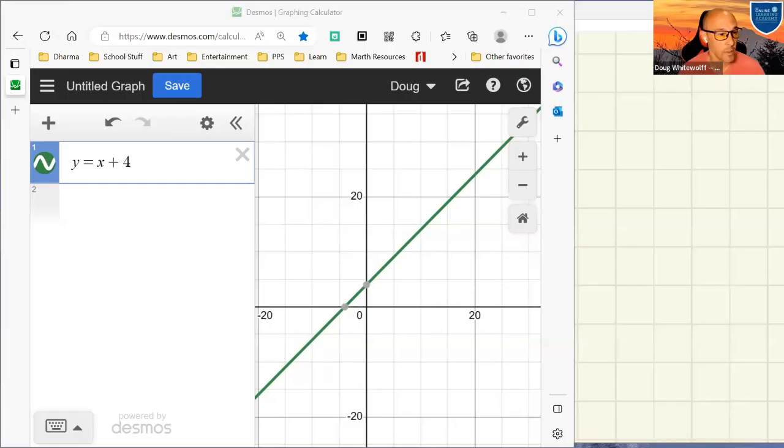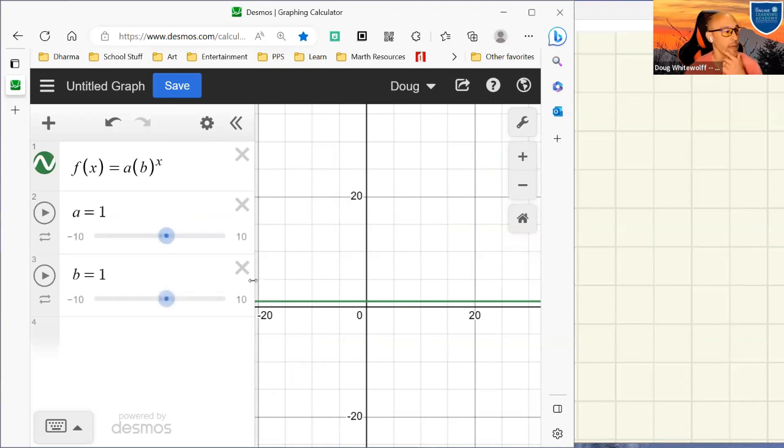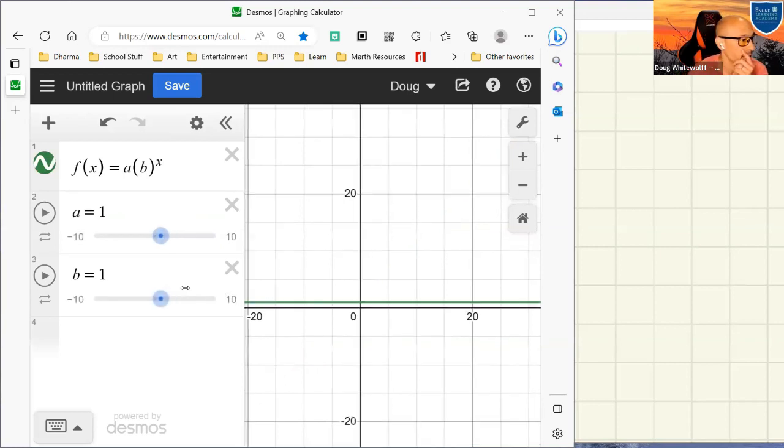Okay. So the first thing we're going to do is look at the function A times B to the X. I meant to do a B there. That's the way they do it. And so I'm going to make a slider here.